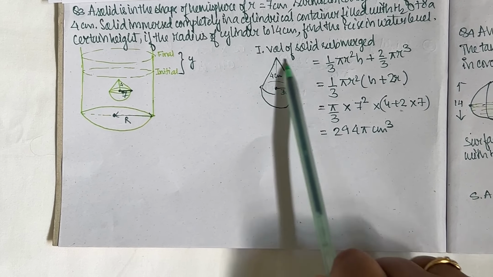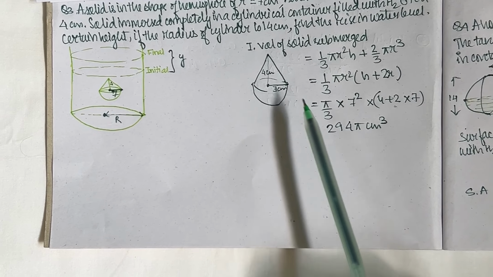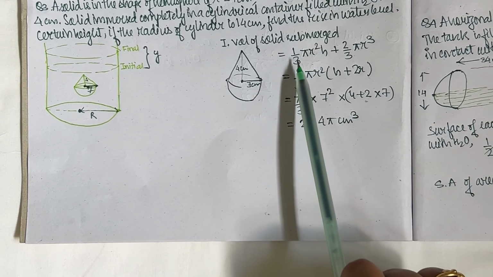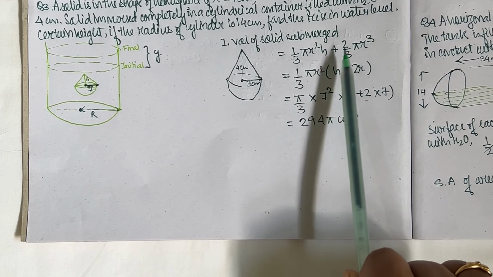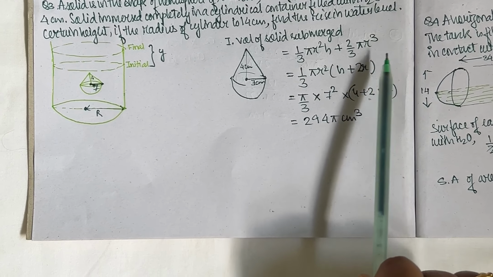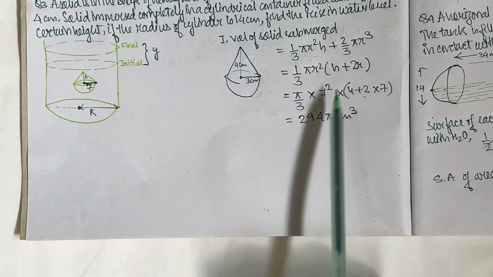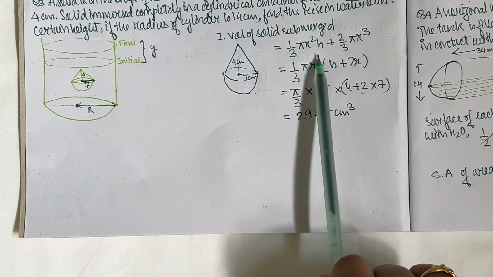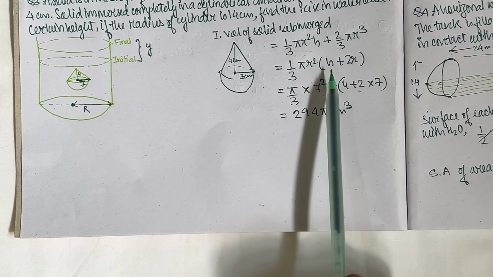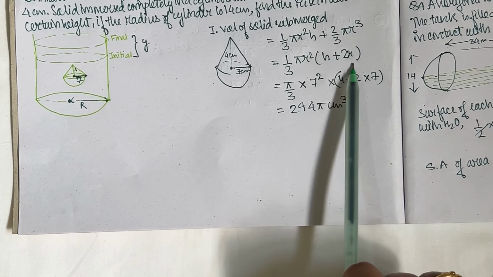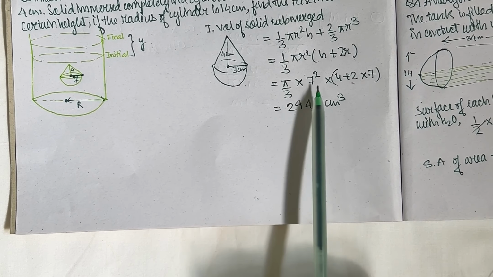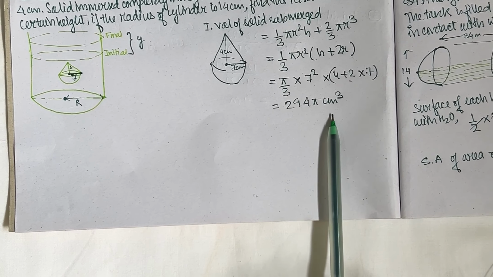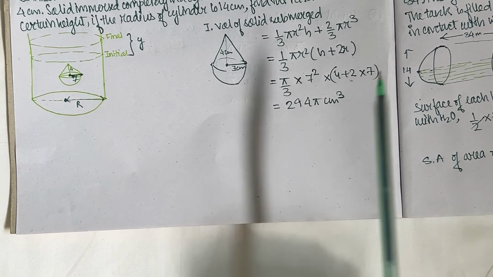Now to find the volume of the solid submerged, first we need to take out the volume of it. The formula is 1 by 3 pi r square h plus 2 by 3 pi r cube. Now simplifying it, taking the common factor out, we get 1 by 3 pi r square into h plus 2r. That is pi by 3 into 7 square into 4 plus 2 into 7, we get 294 pi centimeter cube.